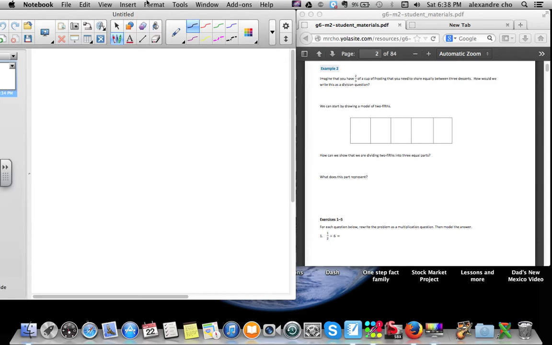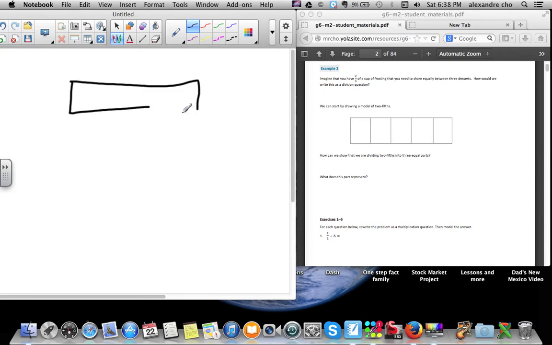It's 2/5, and you want to use a model here. So I'm gonna draw here 2/5. So let's assume that you have something. And what is this? Cake. 2/5 of a cake. 2/5 of a cup. All right, so we have 1, 2, 3, 4, 5. 1, 2, 3, 4, 5. And this is what you have right now.